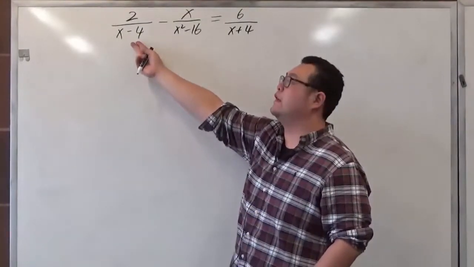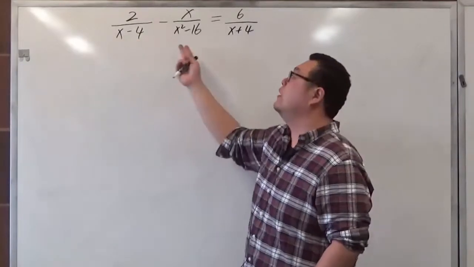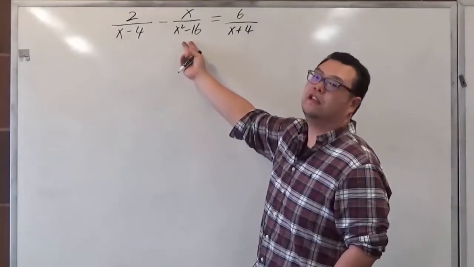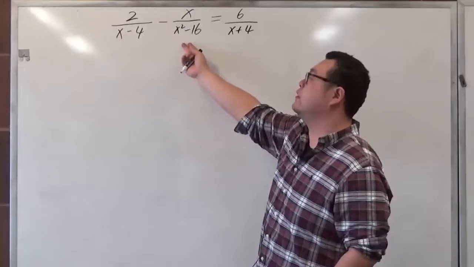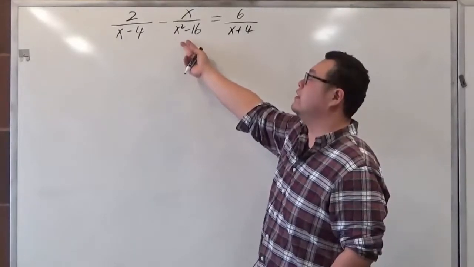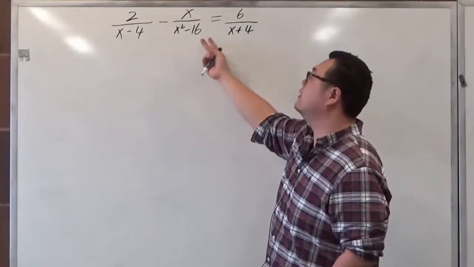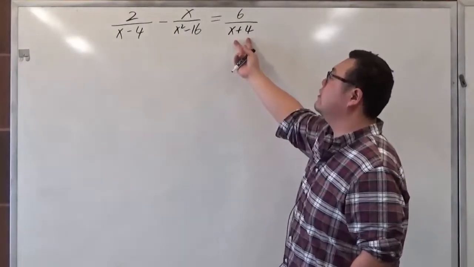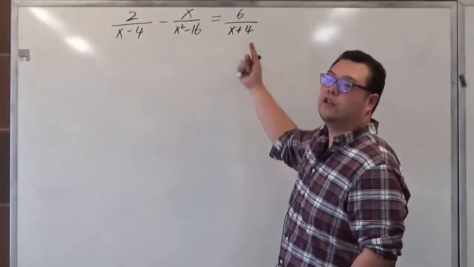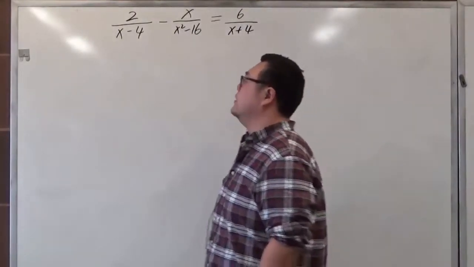We have this rational function here, which has a variable in the denominator. We have x minus 4 on the first term, and x squared minus 16 as the denominator of the second term, which could be factored. This is the difference of squares.